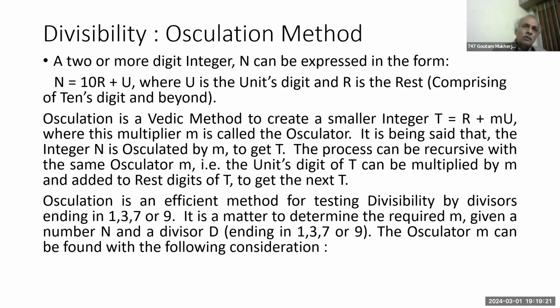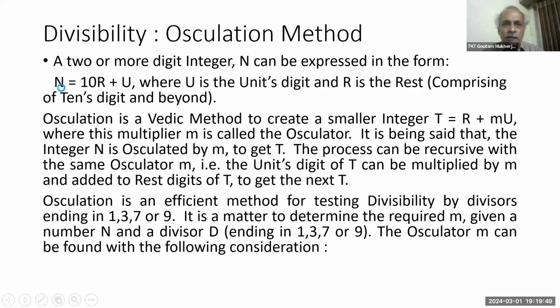Now we come to the osculation method. What is osculation? A 2 or more digit number, it is actually algebra that is discussed here. So if we want, we can skip this, but you can see the algebra, how we came to that. A number can be expressed in this format. And our procedure will be to segregate the unit digit from the rest of the number, like this.